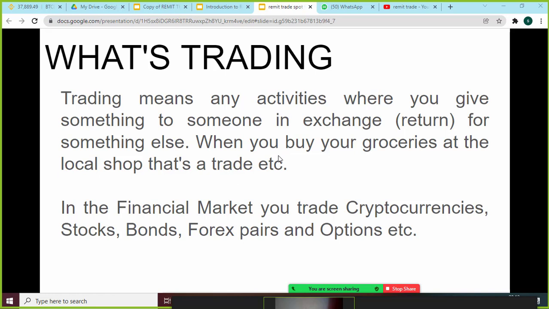Okay, so the financial market is not an exception. Cryptocurrencies, stocks, bonds, forex pairs, and options are platforms in which you can perform trades. For cryptocurrency, you can perform trade based on the pair you want to use in trading. The same thing in forex. If you are using EUR/USD or GBP/USD or USD/JPY, you can also trade even on options as well. So when you give something to someone in exchange for something else, that is what we call trading.